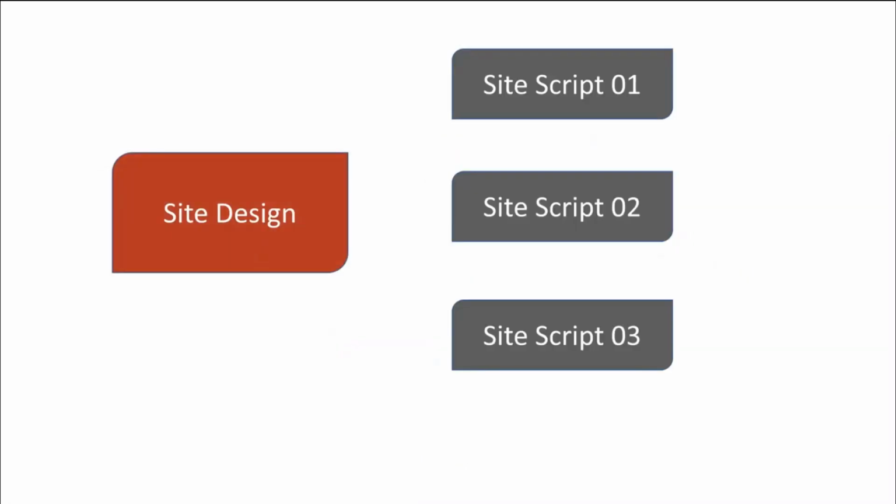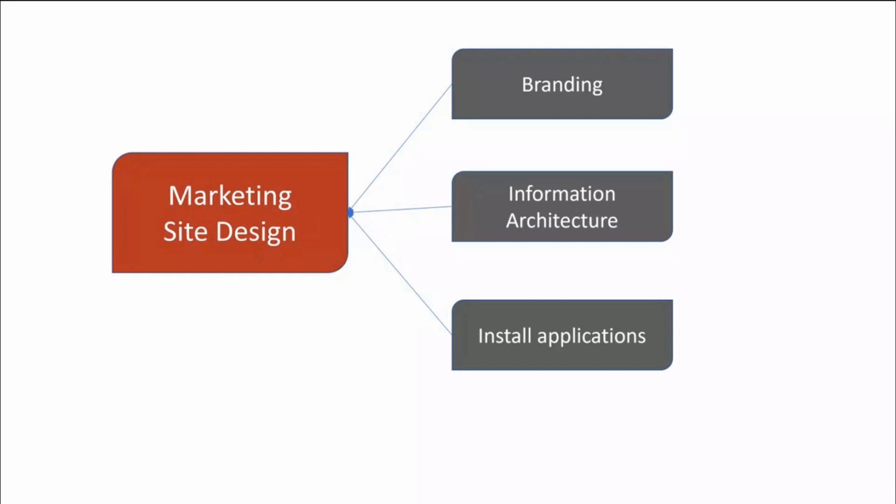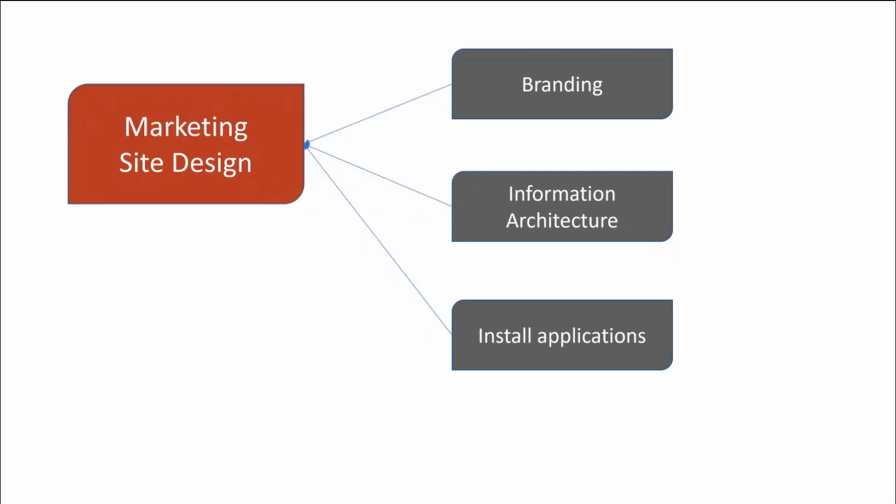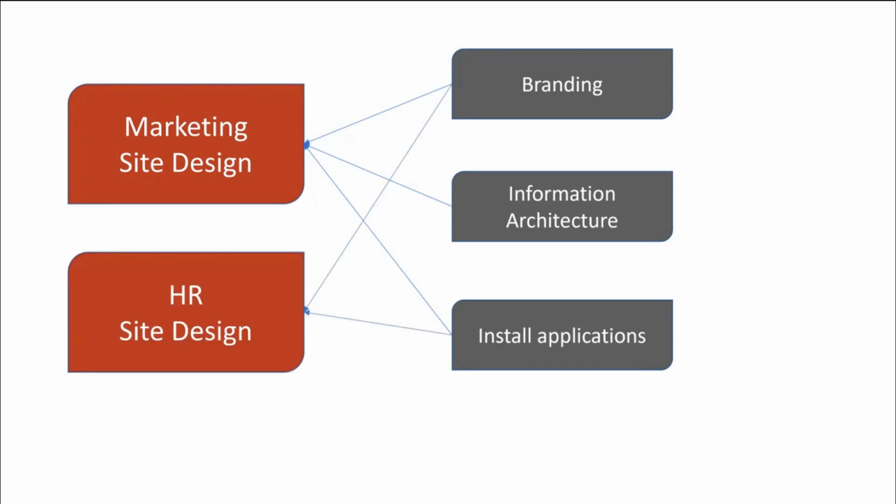So let's see, for example, we have a site design and we have three site scripts here. The site design is basically not really a container, but an entity that will be linked to different site scripts. Site scripts live on their own, and site designs live on their own as well, but they are associated together. For instance, here we have an example of a marketing site design and three site scripts with different purposes: one for applying branding customization, one for the information architecture, and another one for installing applications on the target site. Those building blocks are really interesting, because if, for example, we add a new site design here, we can actually reuse the bits and link them to another site design.